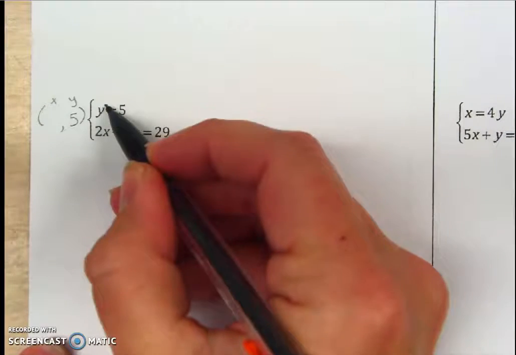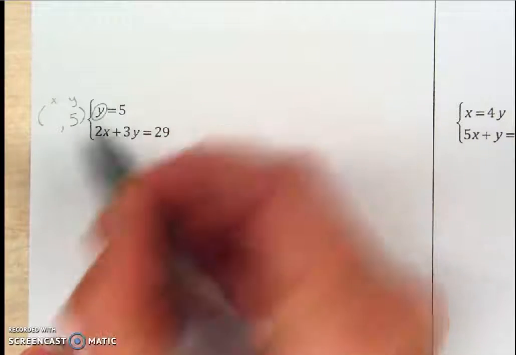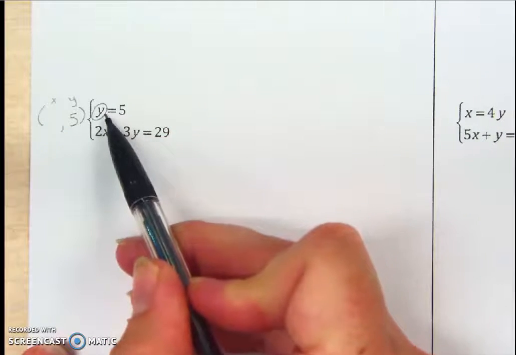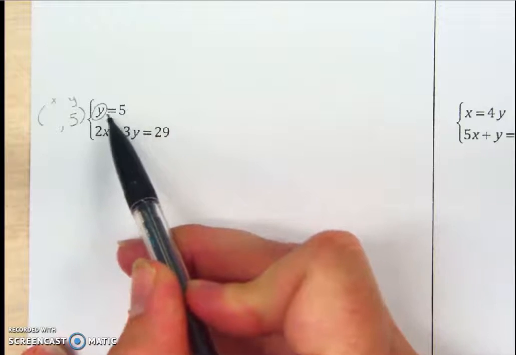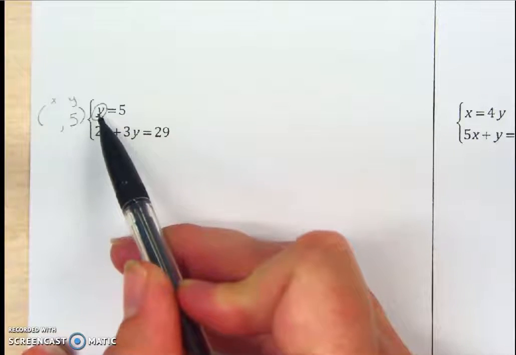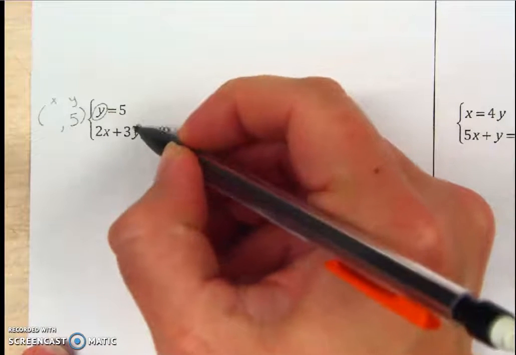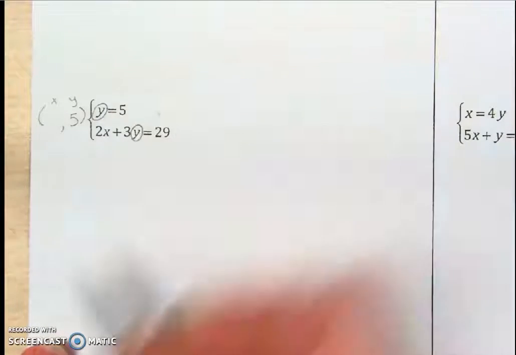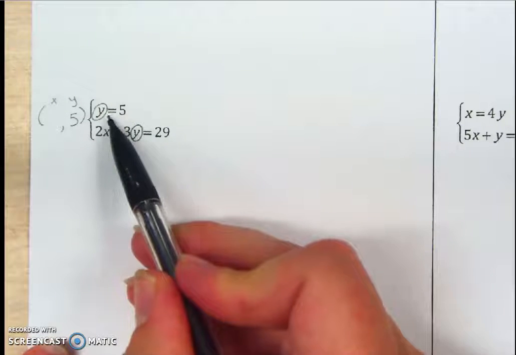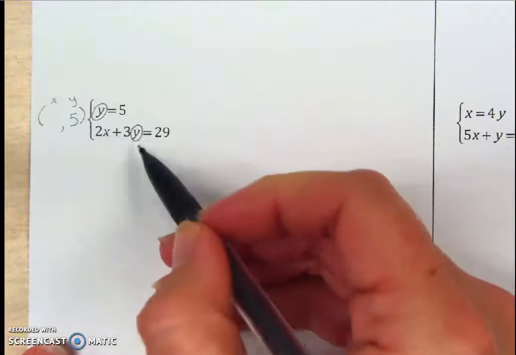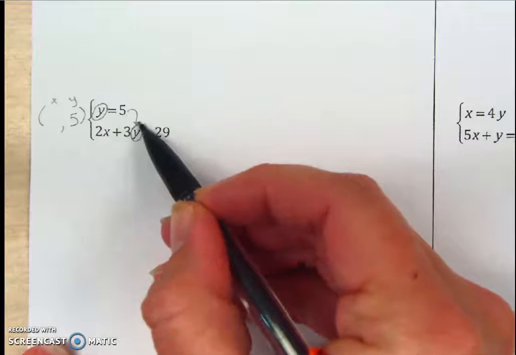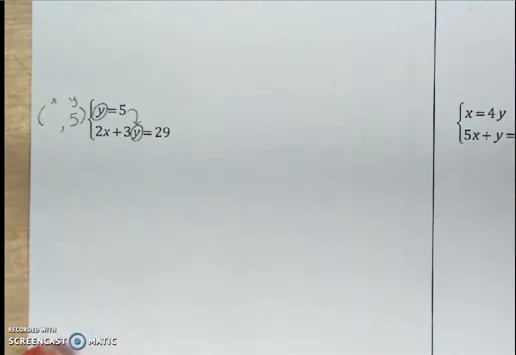So I'm going to circle the fact that the y is isolated. That y is by itself. So what's across from it is exactly equal to y. So any y's I see are going to equal 5. So I'm going to circle where I see y down here. And I'll know now, because y is equal to 5, that I can replace this y with a 5. That's substitution. Substitution is replacing things.